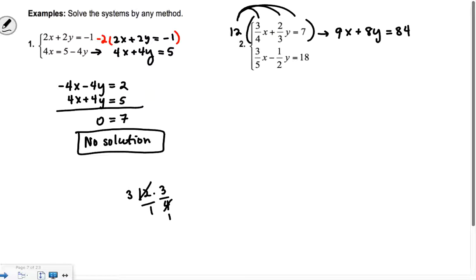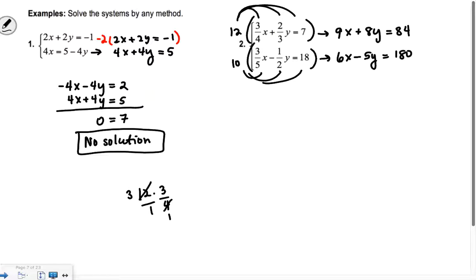All right, so the next one. So all we're doing is we're just clearing fractions right now. We're not worried about getting things to be the same. So let's multiply through by 10. So when we do that, we have 10 times 3/5. So we get 6x minus 5y equals 180.